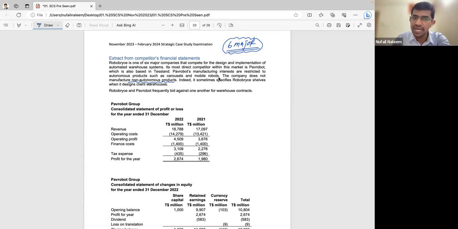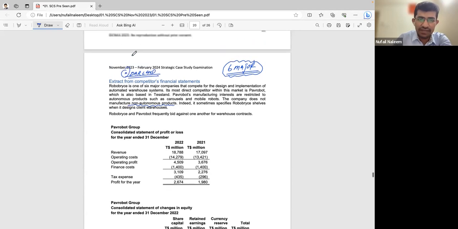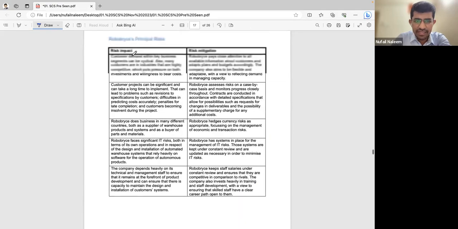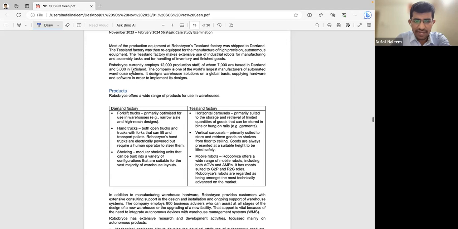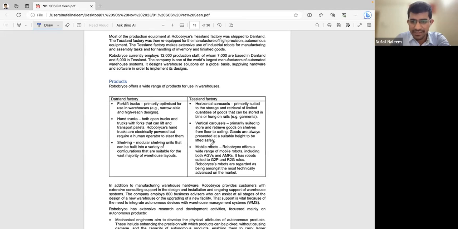That means, students, we are currently manufacturing those. Can I just write down, we have a factory in Dahlan. In our analysis, this factory is very important. Now you see here the Dahlan factory. What they are saying, students, is that the Dahlan factory produces forklifts, hand trucks, and shelving. And the Teslan factory, the local country factory, our country factory, is producing the horizontal carousel, vertical carousel, and the mobile robots as well.